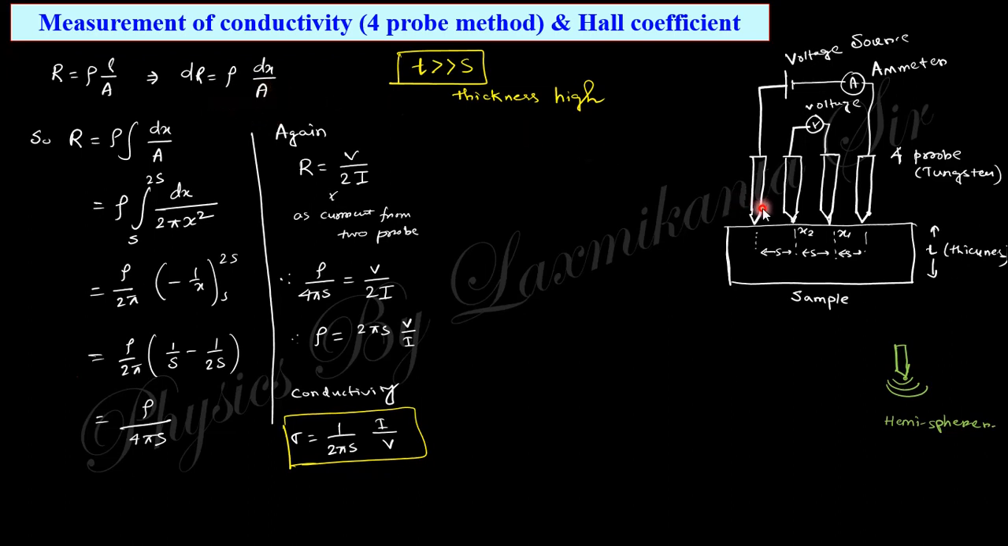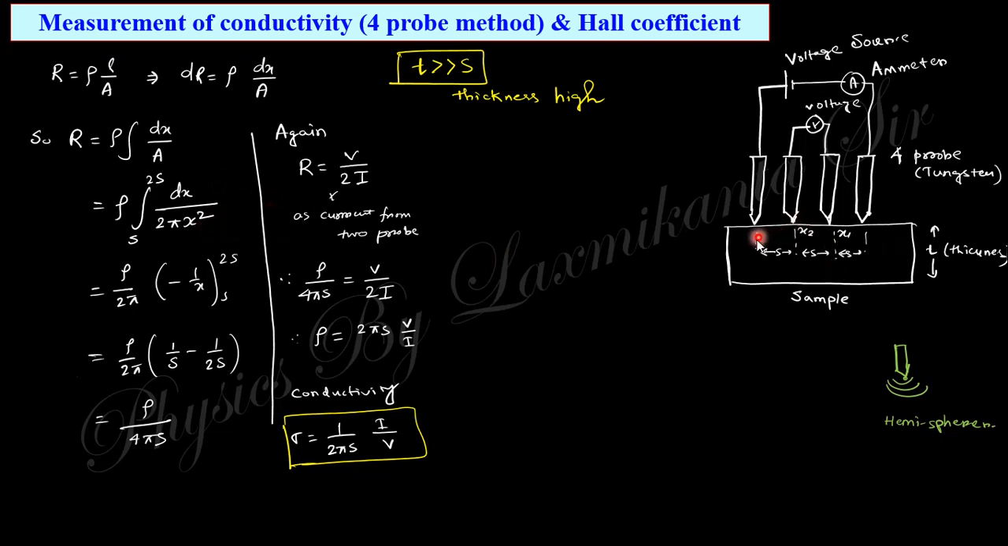dx is the small distance here. So for the integration, you can see the voltage is measured from point S to 2S. That's why the integration limit is S to 2S. And the area is actually 2 pi x square.